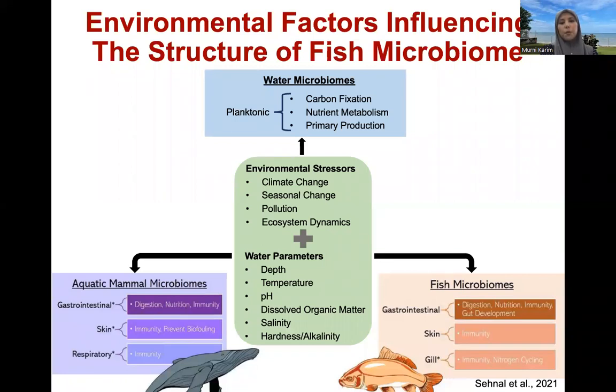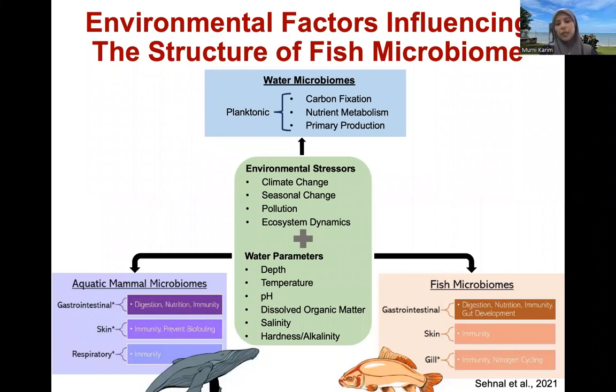So I pick one, pollution. Let's say there's heavy metal pollution in an aquatic environment. So those will affect the microbes, and then they will affect the water microbiomes, the planktonic ones. So when there's an effect on the microbes, they will affect the carbon fixation. Nutrient metabolism and primary production will be affected by these changes, by this stressor.